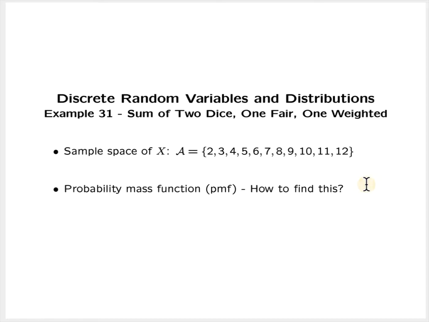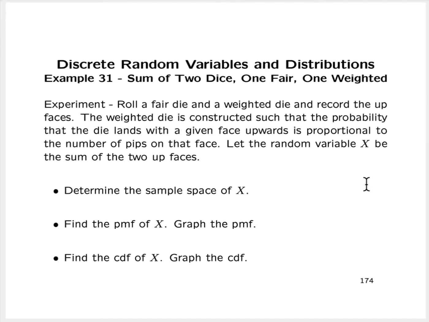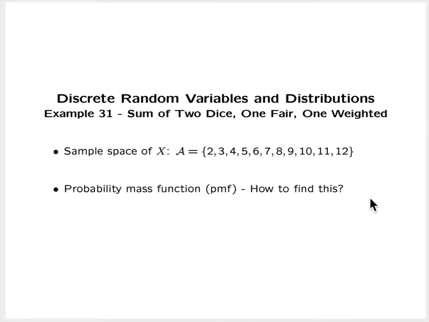Well, we have to use what is given to us in the statement of the problem. In particular, one die is fair and the other one weighted in such a way that the probability that the die lands with the given face upwards is proportional to the number of pips or dots on that face. And so that's the information that we have to use in order to find these probabilities. And also we'll use the fact that because the two dice are not connected in any way, the outcomes of the two dice are independent.